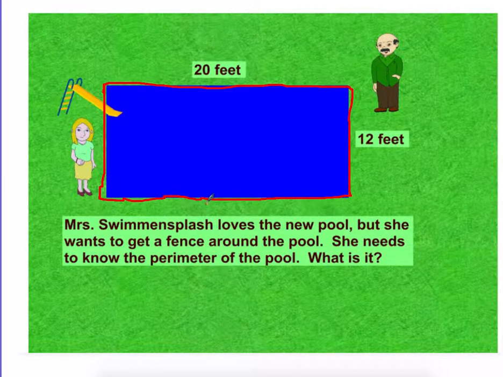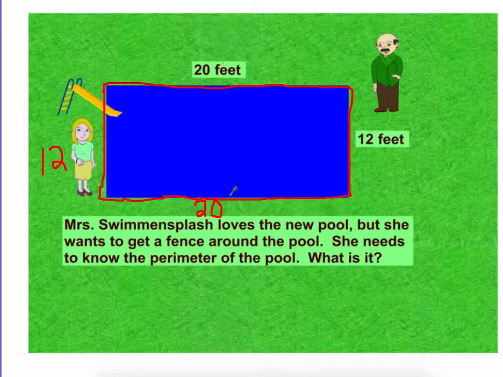They've only given us 2 measurements, but again, it's a rectangle, so we know this measure over here is going to be 20 feet, and this measure over here is going to be 12 feet, and we will add them all the way around. I'll give you a minute to do that. Remember, you can use your calculator, and we want to find out what answer we get.